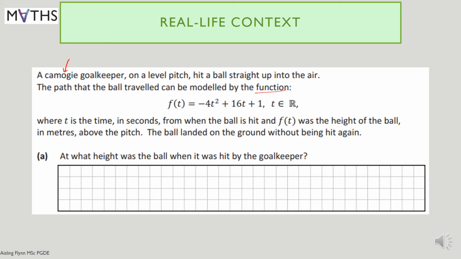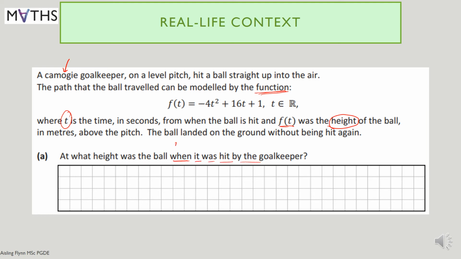So functions are used to model things, to describe things. This time it's f of t equals minus 4t squared plus 16t plus 1, and t is an element of the real numbers. t refers to the time in seconds when the ball is hit, and f of t gives the height of the ball in meters above the pitch. The ball landed on the ground without being hit again. At what height was the ball when it was hit by the goalkeeper? So that's the first question.